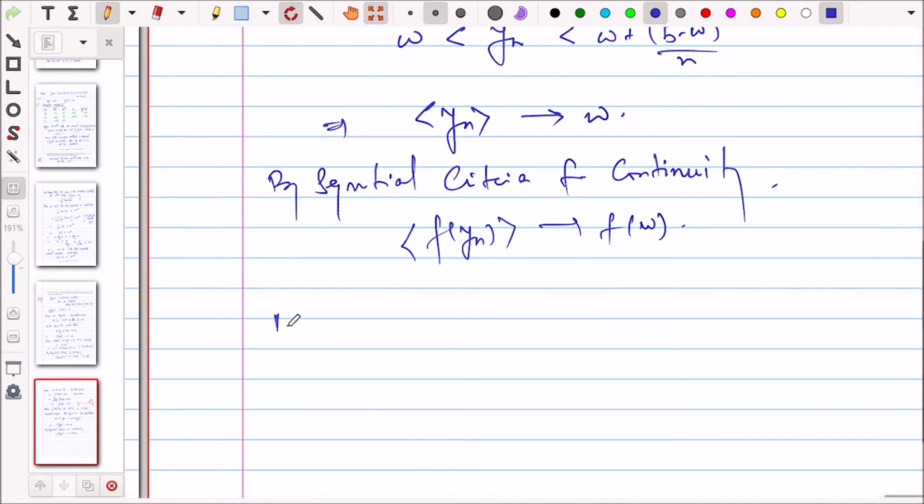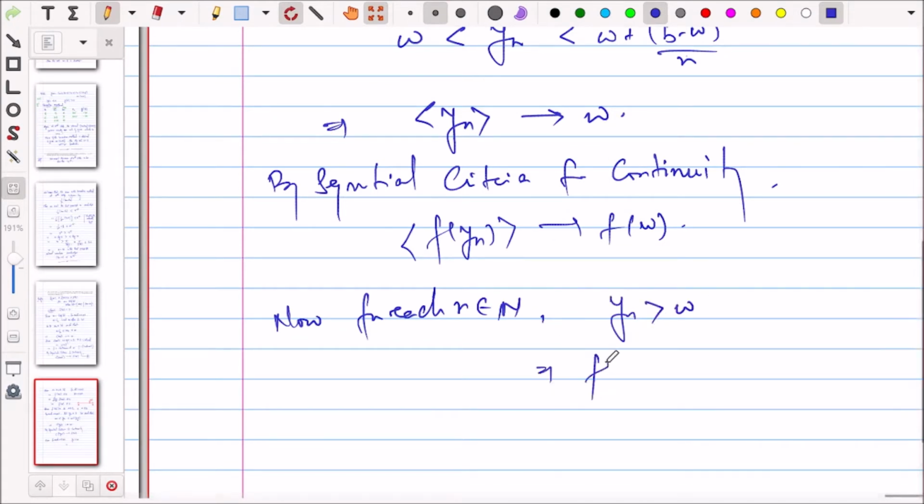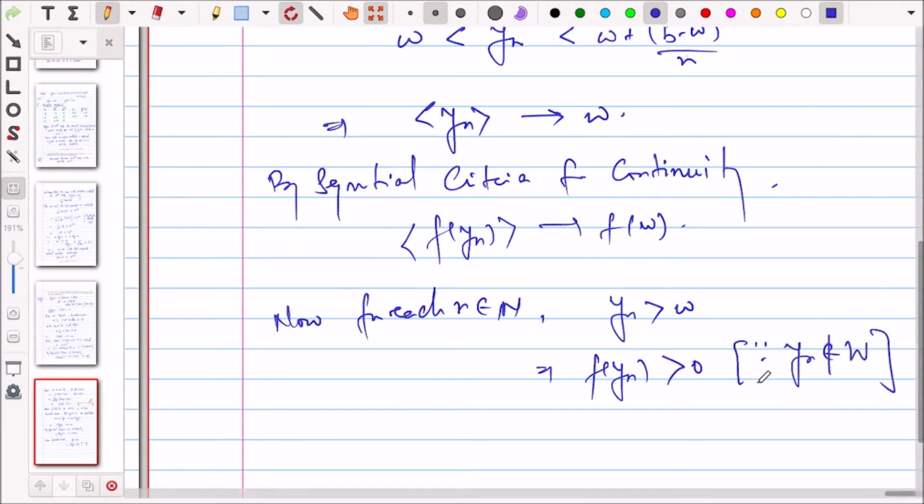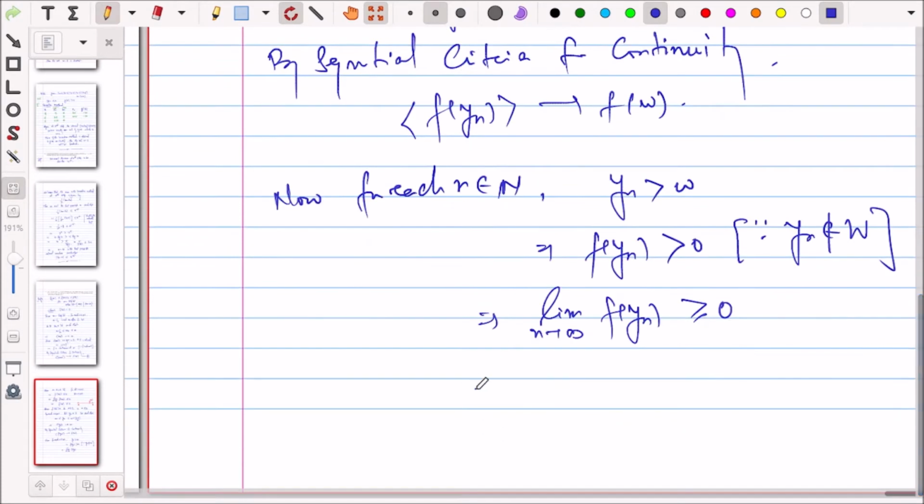Now for each n belonging to N, yn is greater than w, so this implies f of yn should be positive, because yn cannot belong to the set W. So f of yn is greater than 0, so this implies the limit as n tends to infinity of f of yn is greater than or equal to 0, and this implies f of w is greater than or equal to 0.